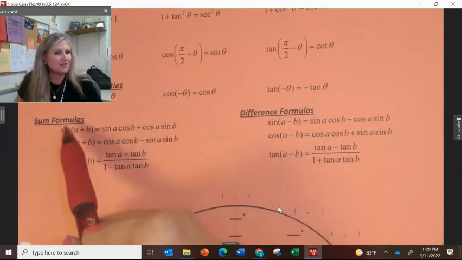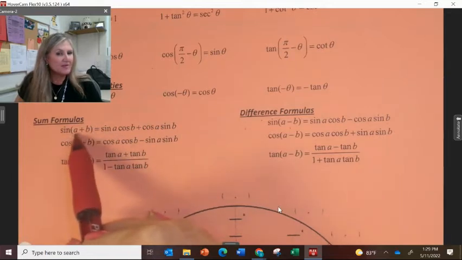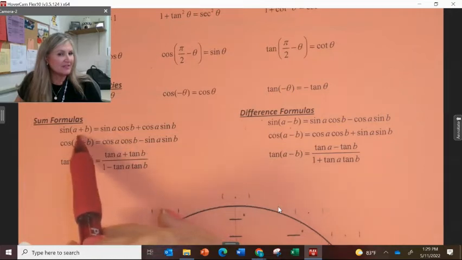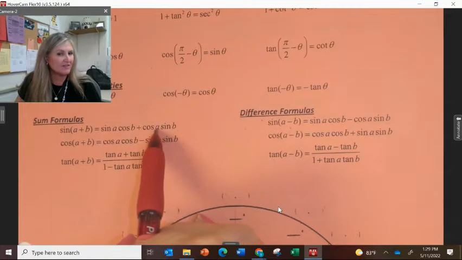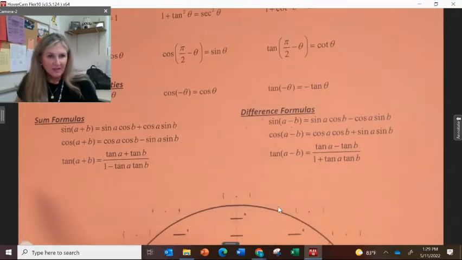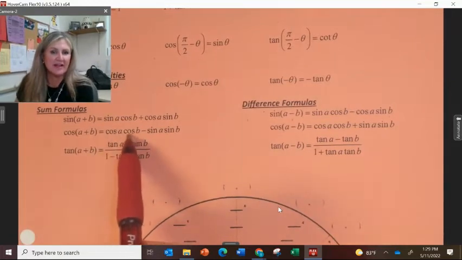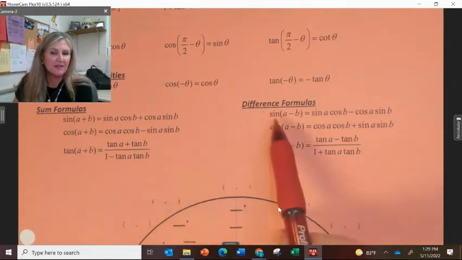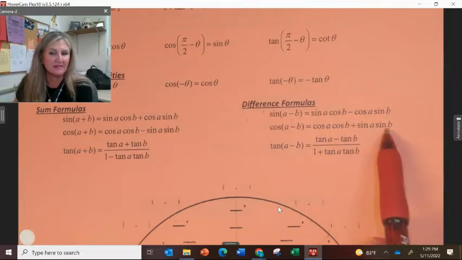One thing you cannot do that sometimes people think is okay is you can't just distribute sine through the angle. The formula for this is right here. We have to do the sine of the first angle plus the cosine of the second, and then plus cosine of the first, sine of the second. The pattern for cosine goes like this. It goes cosine A cosine B minus sine A sine B. And then if we have subtraction, it goes cosine A cosine B plus sine A sine B.